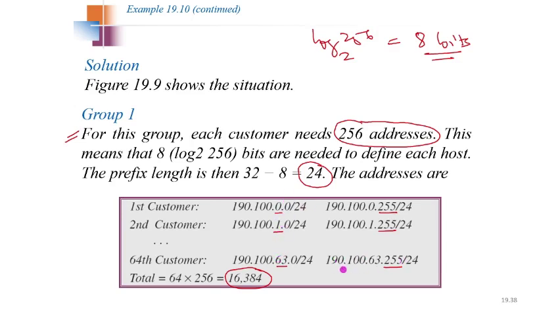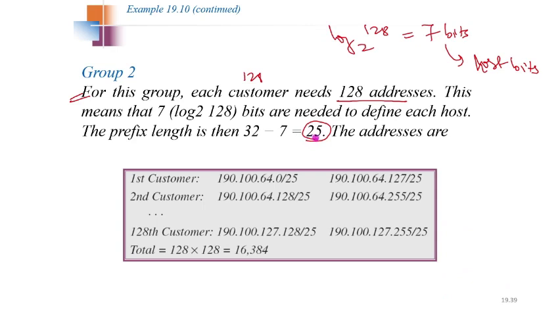So this is the last address that is allocated: 190.100.63.255. The next address will be 190.100. Because we can't increase it further, it will come out to be 0 next, and once it is 0, the next field is increased by 1. So it is 64.0, then slash whatever the mask is, which is 25. So 190.100.64.0 slash 25, and it needs 128 addresses for one customer.